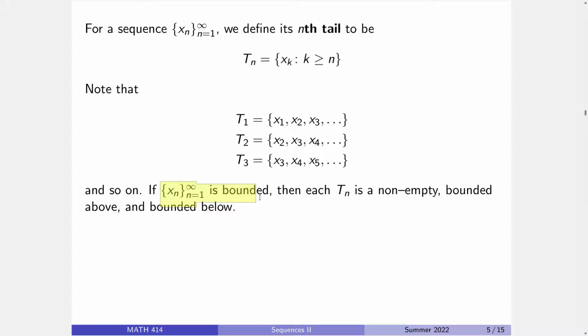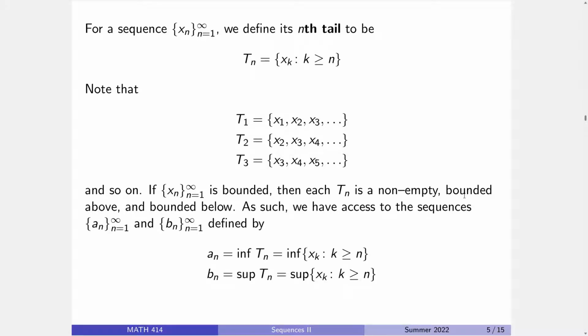But anyway, if our sequence is bounded, then every one of these sets is non-empty, and they're bounded above and bounded below. So if the original one is bounded, that means x1, x2, x3, and so on is bounded above by something, which would mean that x2, x3, x4 is bounded above by something. And likewise, if this is bounded below, then this one must be bounded below, so on and so forth. So if I have a bounded sequence to begin with, then each one of these is non-empty, bounded above, and bounded below, which means I have access to infimums and supremums. So for any bounded sequence, the nth tails have infimums and supremums.